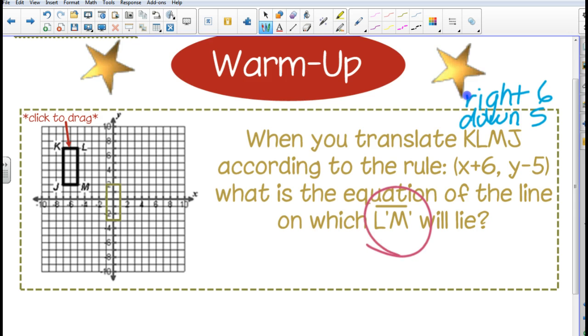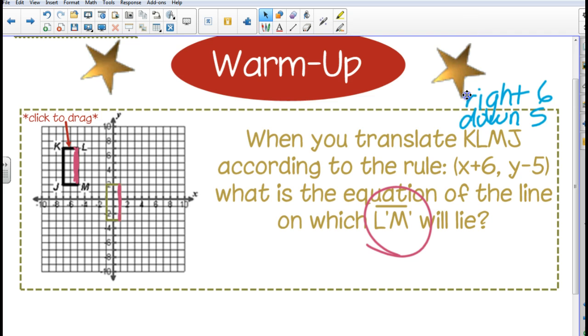Remember, when you translate a point, it goes from the letter A to A prime. You call it prime when you translate a point. Okay? So LM was the right side of the rectangle, so it's still going to be the right side of the rectangle. So it's asking what line that segment lies on. So we had to name the line.